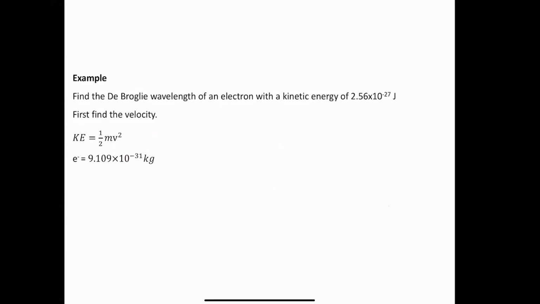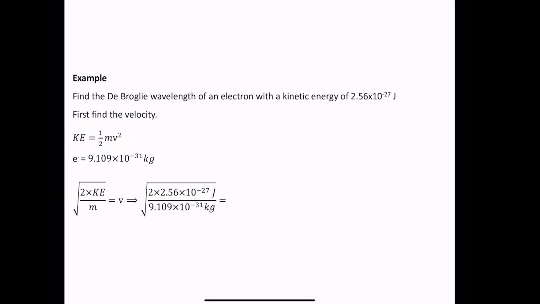So the mass of an electron, right? 9.109 times 10 to the minus 31 kilograms. And I did show you how to rearrange this in order to calculate velocity, right? So we're going to take the square root of 2 times the kinetic energy divided by the mass of that electron.